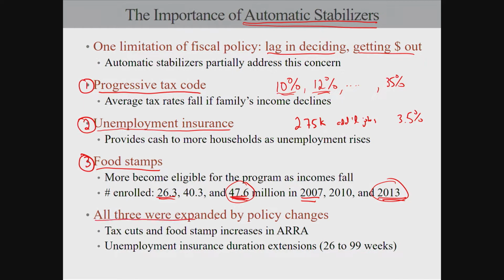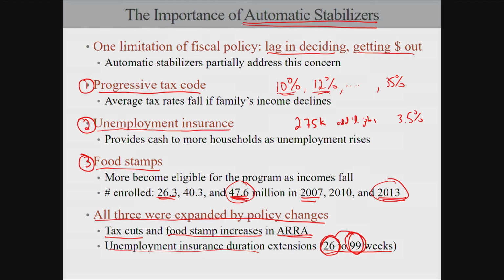But all three of these automatic stabilizers were further expanded by policy changes that happened during the Great Recession. There were some tax cuts implemented as a part of the stimulus package that I mentioned last time. There were increases in food stamp benefits that were a part of the American Recovery and Reinvestment Act. And also the maximum duration of unemployment insurance was extended from 26 weeks, which it typically is during regular economic times, to 99 weeks. Part of the rationale for this was that employment was declining by so much. If someone lost their job, there just weren't jobs available for many people.